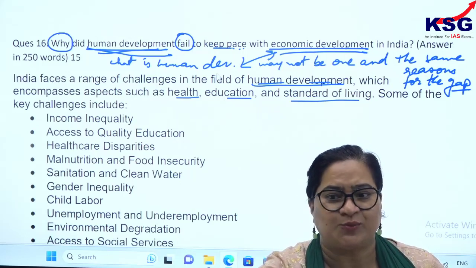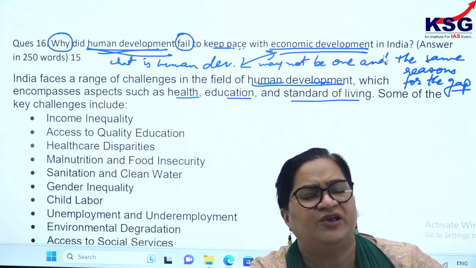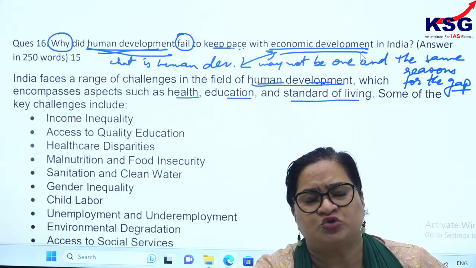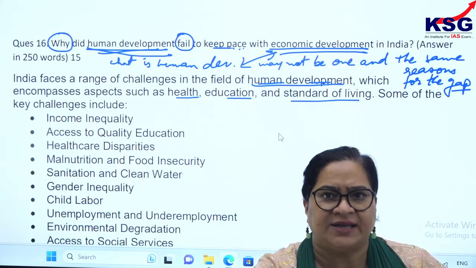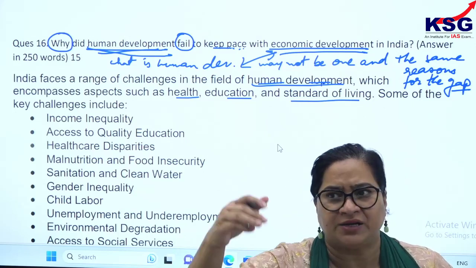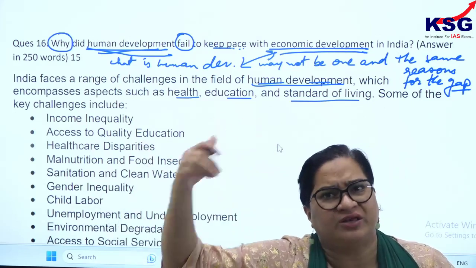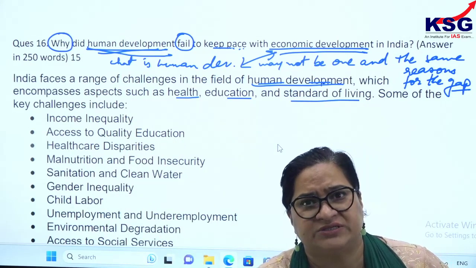Because we are discussing why human development failed to keep pace with economic development, the values of human development are not required here. That's why I'm not discussing it here. But in general, you students should know the three values of human development. And in another question, wherever there is a reflection related to human development, you can bring in that wisdom.